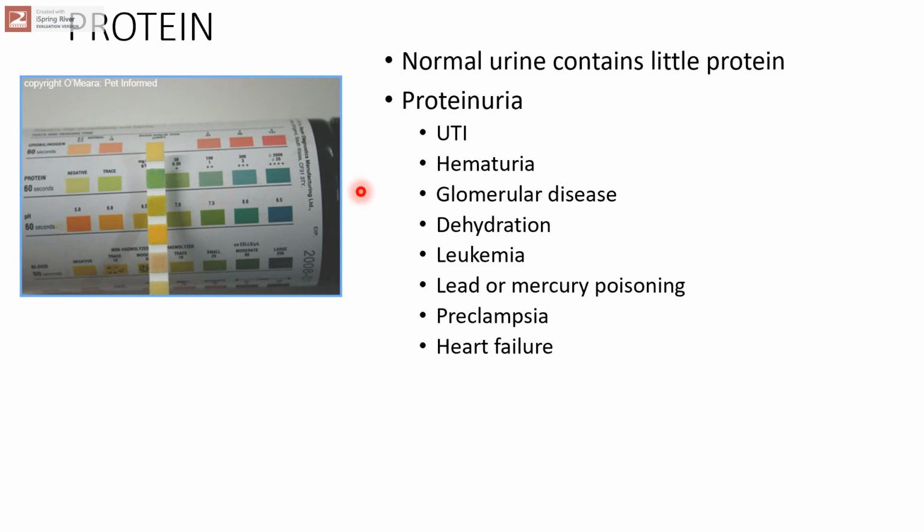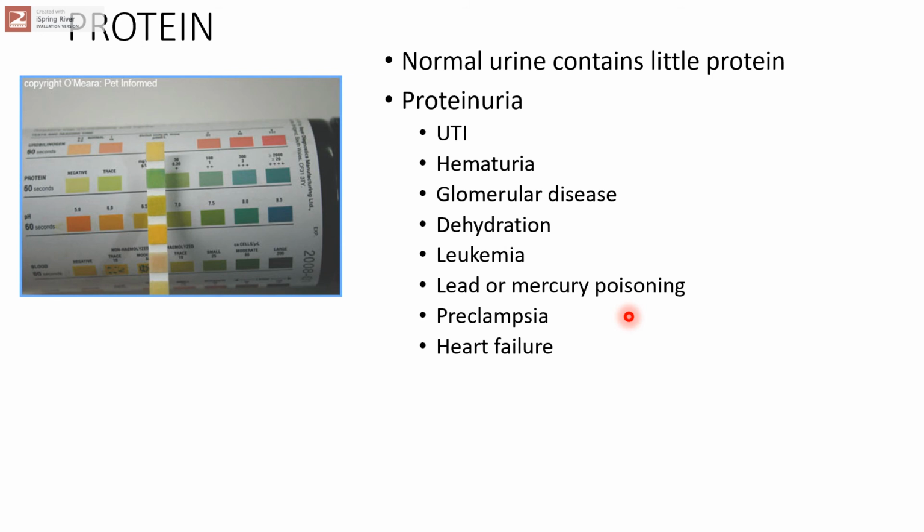But too much protein in the urine is an indication of kidney disease, but you can also see protein during urinary tract infections, hematuria, or glomerular disease. Dehydration can cause your urine to look really, really turbid. And leukemia can cause protein content in the urine, or lead and mercury poisoning can also lead to high protein content. Now, something that you probably have heard of is preeclampsia.